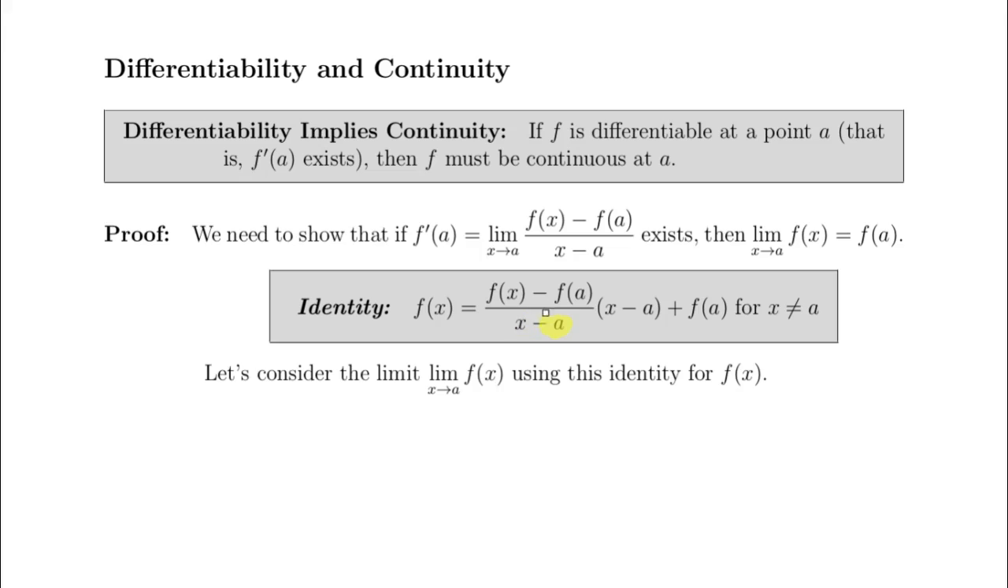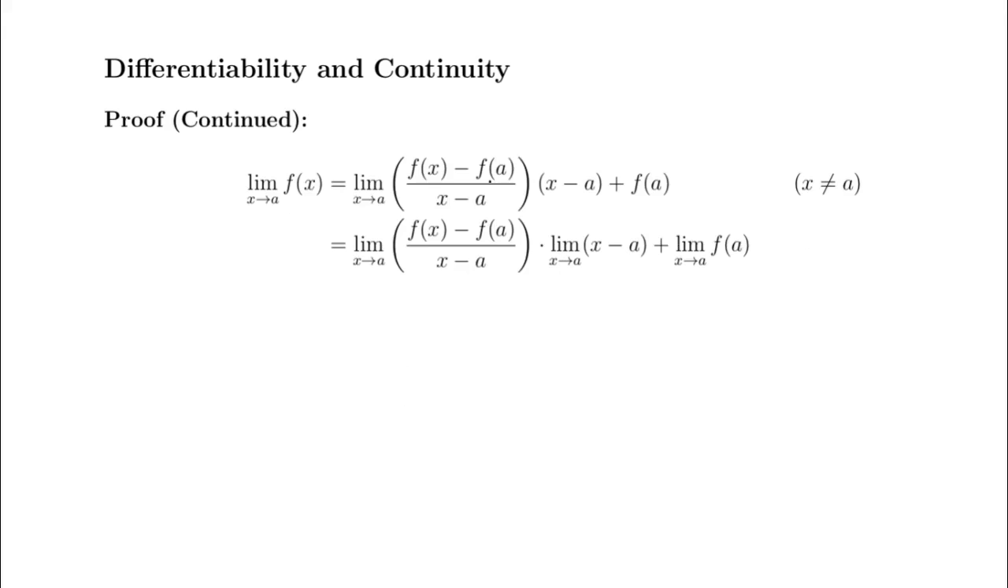So this seems like we're overly complicating what our function is, but the key here is this. Doesn't that look like something? Doesn't that look like a derivative? So let's consider the limit using this identity. We're going to apply a limit as x approaches a to f of x here. But since f of x is all this stuff, we're looking at the limit of all of this stuff as well, right? And so then what we can do is apply the limit to each piece. So this is really the limit of f of x minus f of a over x minus a, times the limit of x minus a, plus the limit of f of a, again when x is not equal to a.